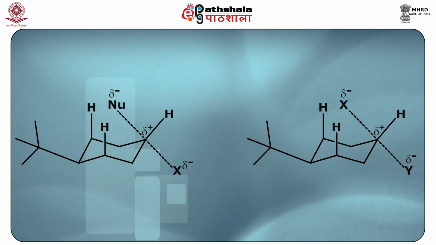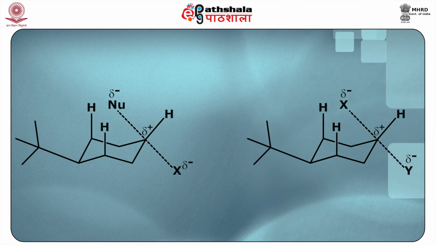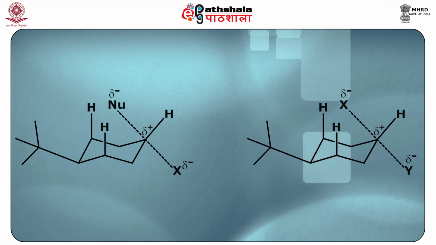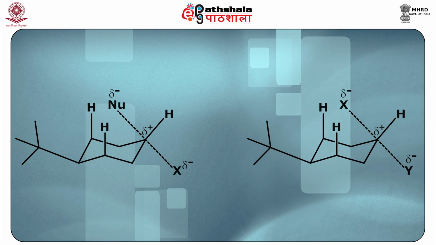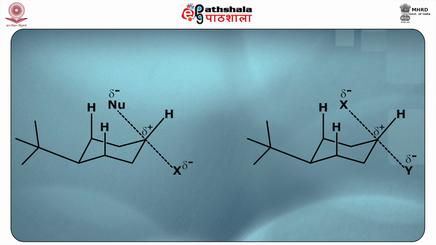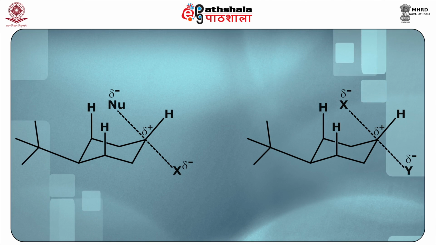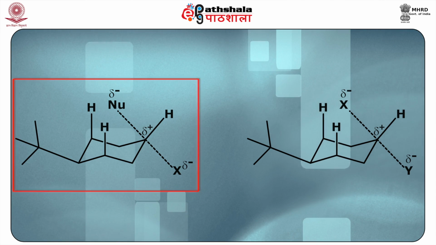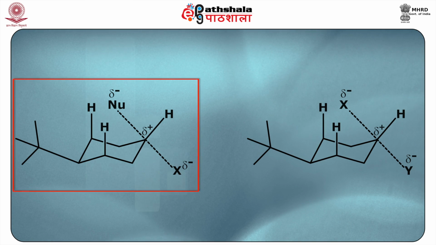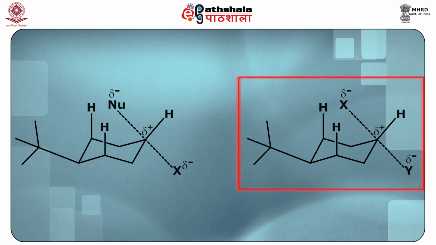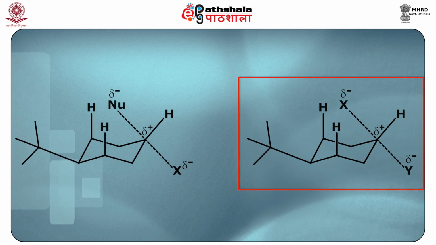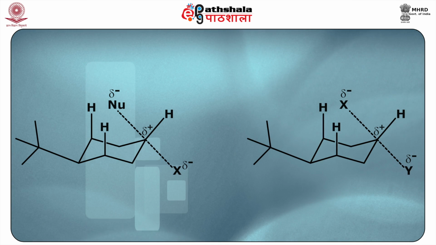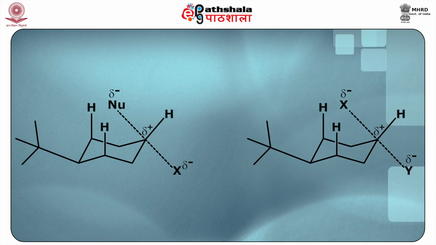Now in case of cyclohexane derivatives, the SN2 reaction involves a transition state in which the penta-coordinated carbon atom, to which the leaving group is attached, and the incoming nucleophile are partially bonded as shown in the figures here. The main interaction is between the nucleophile and the two axial hydrogens, and between X and the two axial hydrogens in figure 2, for the trans and cis isomers respectively.